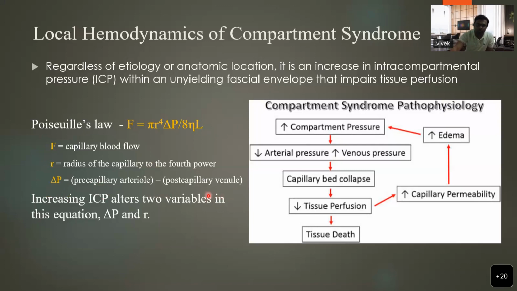So these two parameters, basically the radius and the pressure gradient, are the two variables which will change with the increase in pressure. Once there is an increase in compartment pressure, it will lead to an increase in venous pressure and a decrease in arterial pressure, which will lead to capillary bed collapse, and this will eventually lead to reduced tissue perfusion. This will lead to increased capillary permeability, edema, and increase in the compartment pressure. And this cycle will go on and eventually lead to tissue death.